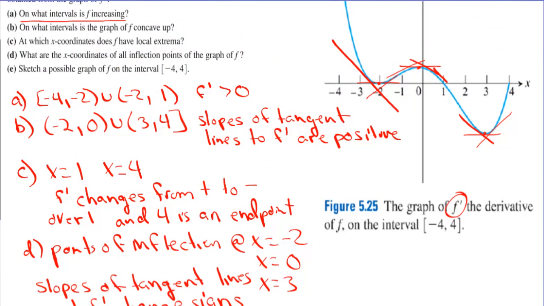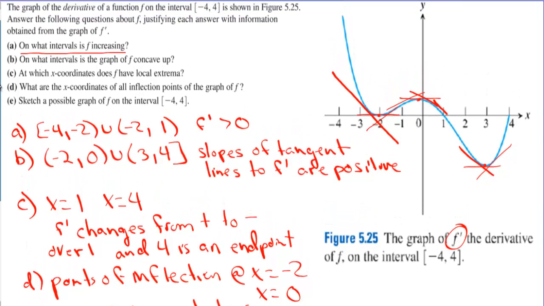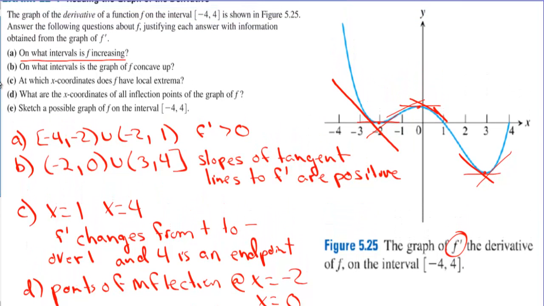Sketch a possible graph of f on the interval -4 to 4. Well, let's sketch it on this same set of axes. Now I know that over here at -4, the original graph increases because the derivative is positive. So since this is increasing right away, let's start down here. And this graph increases until we get to -2. And not only does it increase, the slopes are negative, so it increases concave down.